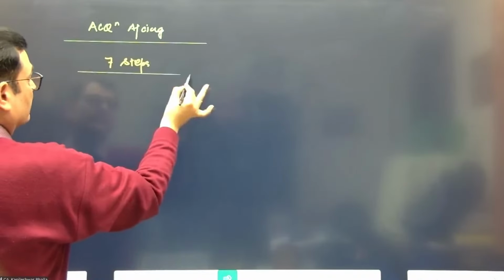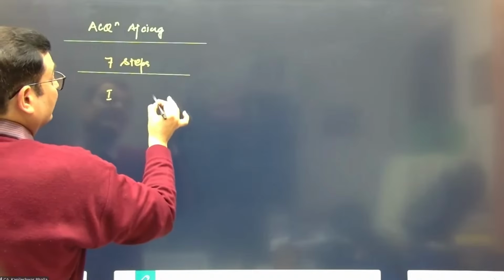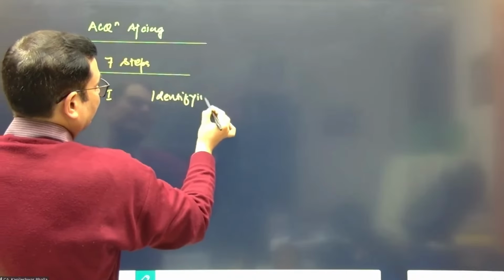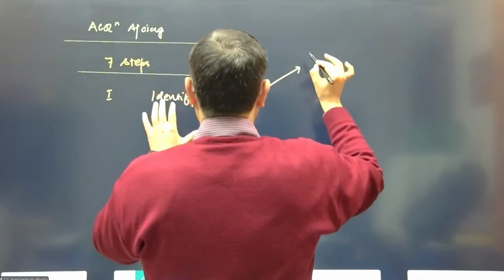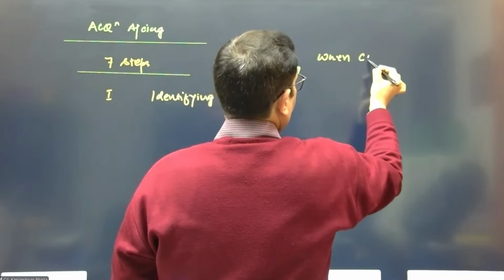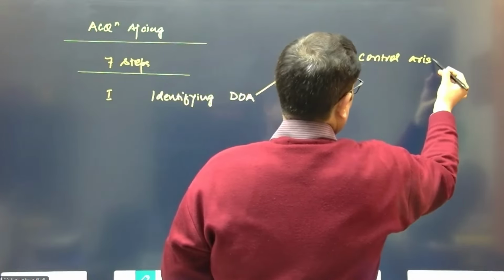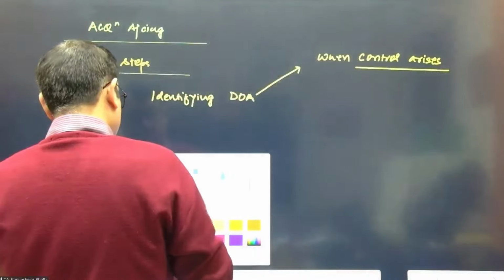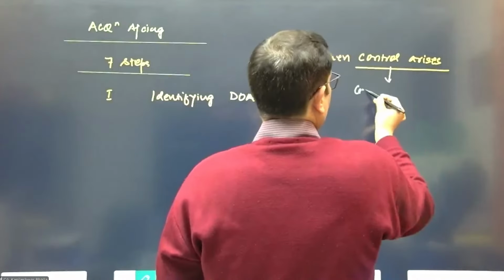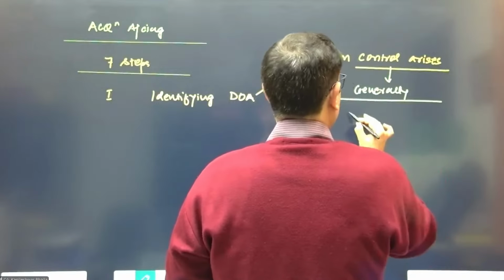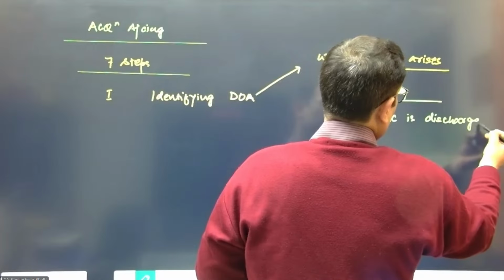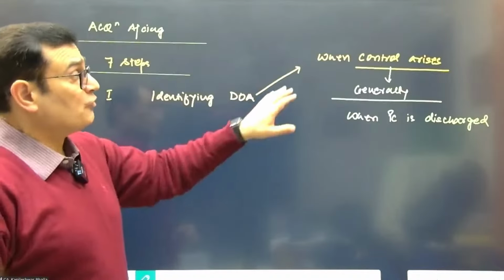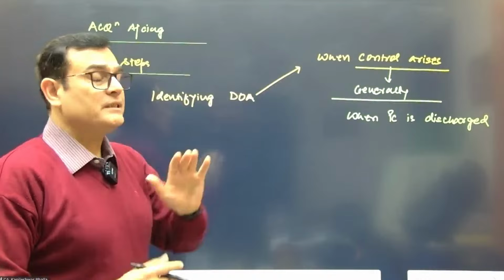In terms of the 7-step accounting, we take step number 1, and that is identifying the date of acquisition, which is not going to be a big deal. Let me just map the thought process of step 1 here itself. In terms of step number 1, the date of acquisition is when control arises. And when does the control arise? Control arises generally when purchase consideration is discharged, and that is the date when the control arises. So invariably the control comes on the date when the PC stands discharged.